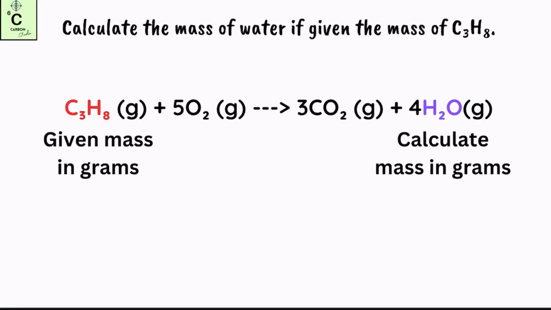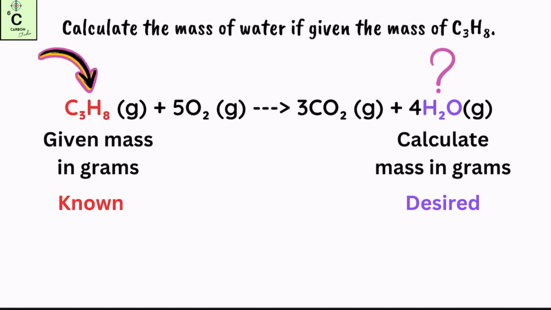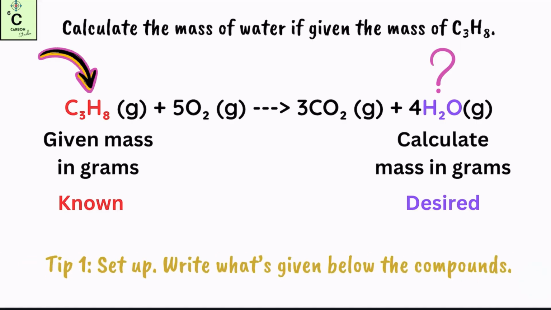From here, we know what's given, and what's given will be known as our known, and what's missing will be our desired. We identify that too. Tip 1 is to set up the solution, so we know what's our known and what's our desired. This involves transferring all crucial information from the worded problem to the chemical equation. What this does is keeps us focused and we have our eye on the prize.